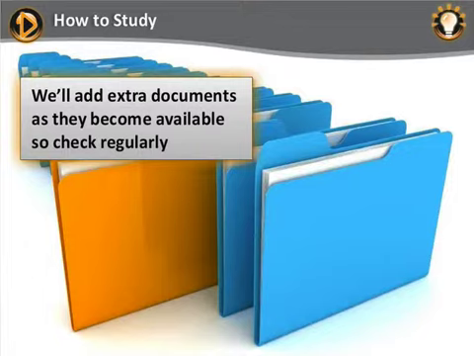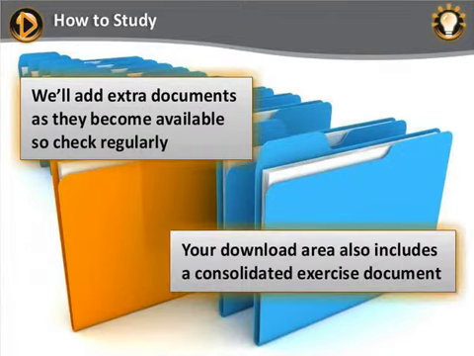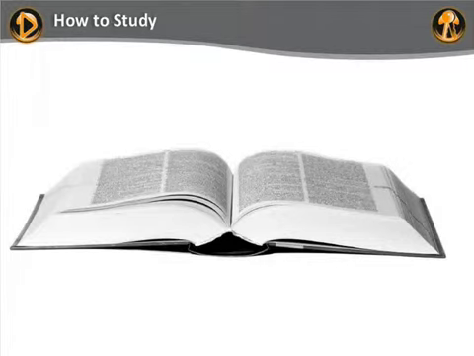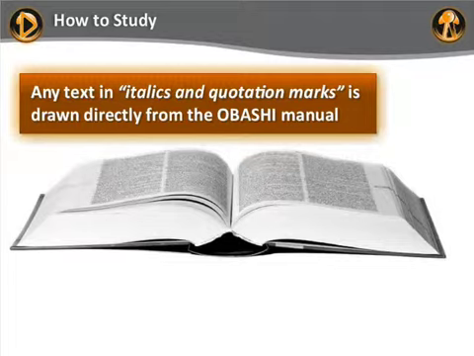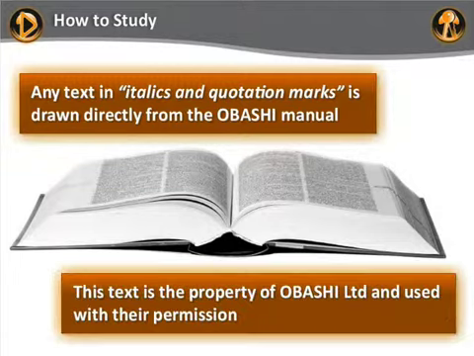We've already mentioned a number of documents that you'll find in your download area. Another is the Consolidated Exercises booklet. All the course exercises and solutions in one easy-to-access document. As you progress through the lessons in your course, you will see some text in italics and quotation marks. This text is drawn directly from the OBASHI manual, so you will need to pay close attention to it. The text is the property of the copyright holder OBASHI Limited and is used with their permission.